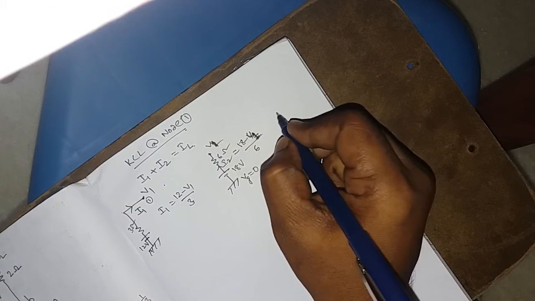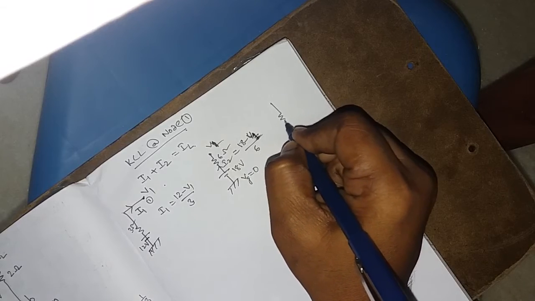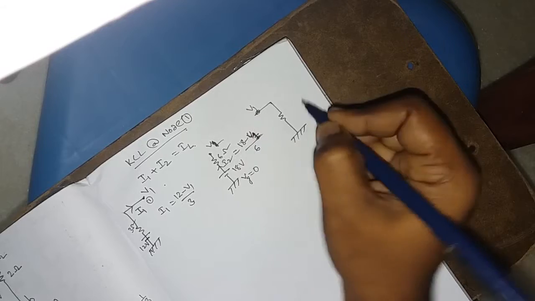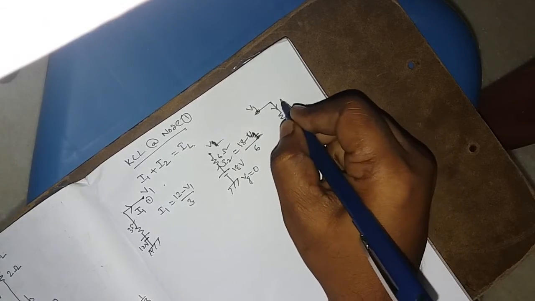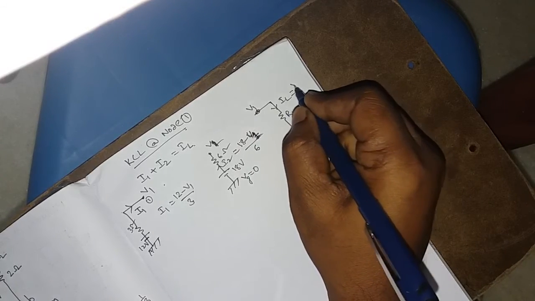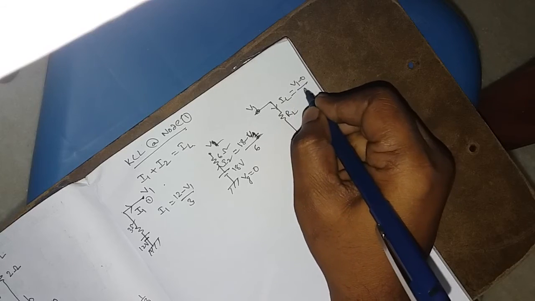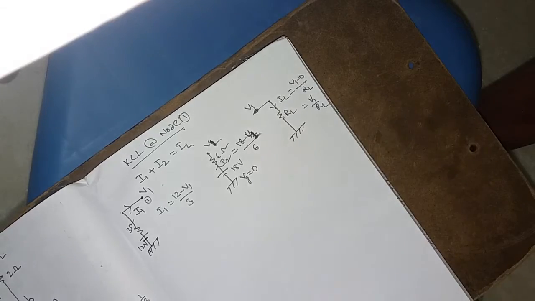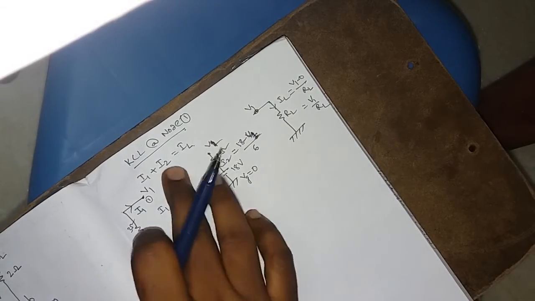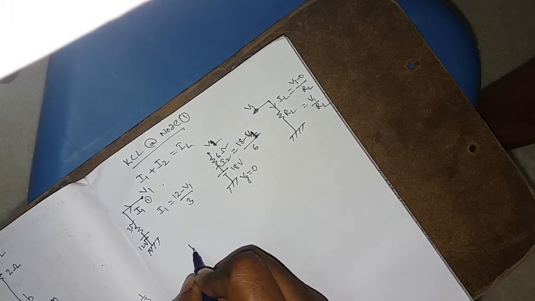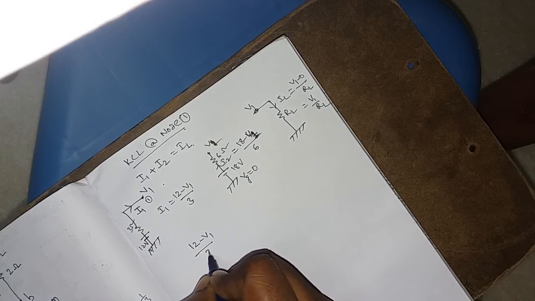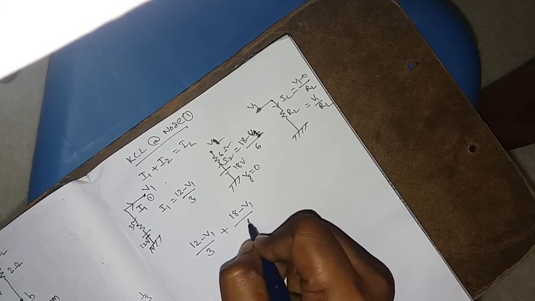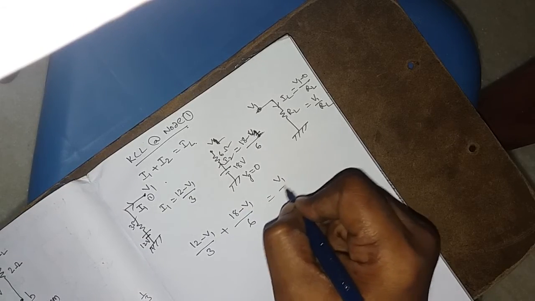Yes, next what is IL? IL is like this. Node voltage is V1, RL, IL flows in this fashion, which is (V1 minus 0) by RL, that is V1 by RL, because the voltage at ground is 0. Now we substitute all these things in this equation. So then it is (12 minus V1) by 3 plus (18 minus V1) by 6 is equal to V1 by RL.